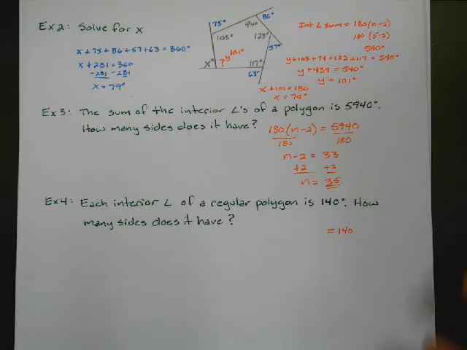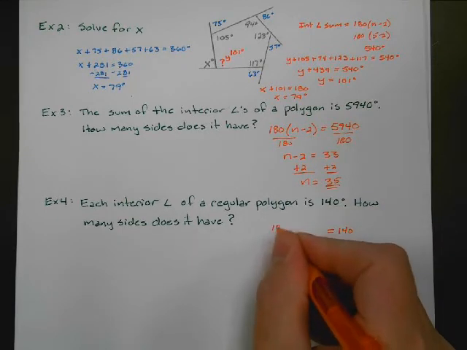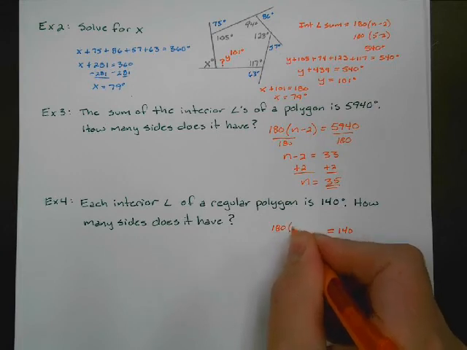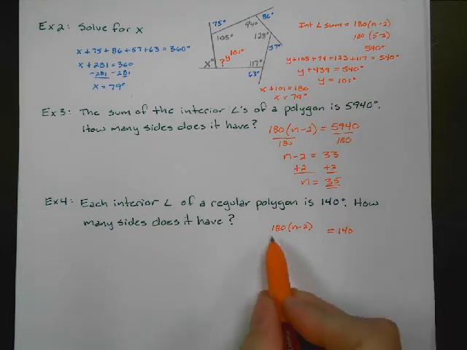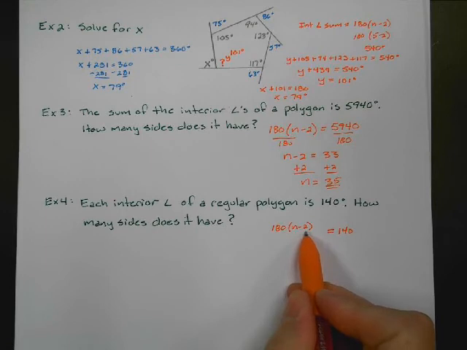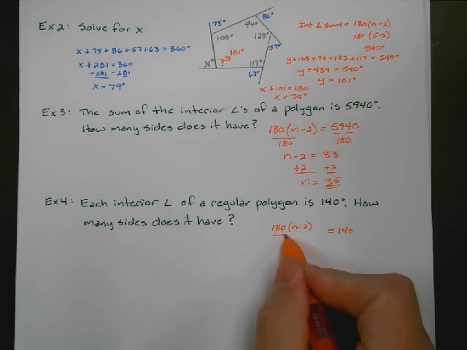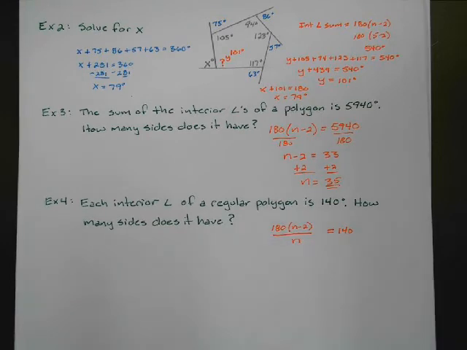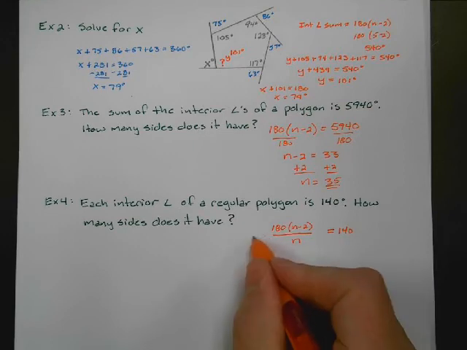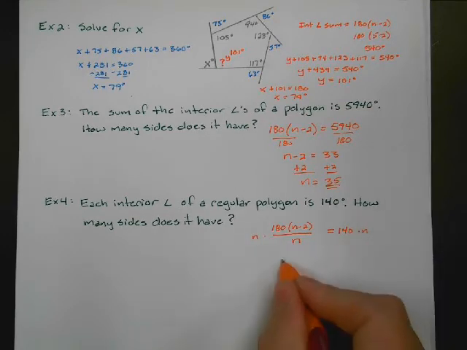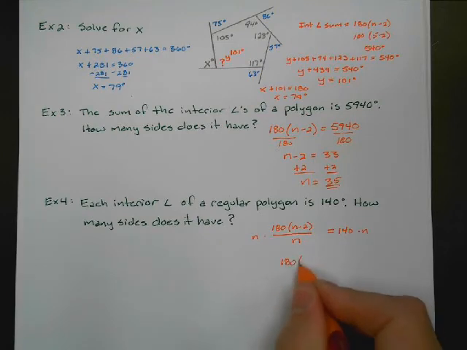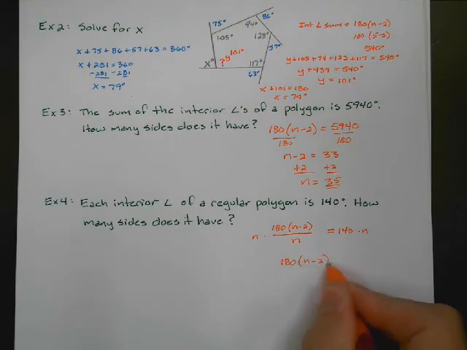Well, the equation that we could write to do this would end up being 180 times n minus 2. Now, that would be the sum of all of the angles inside of the shape, but then we'd have to divide by the number of sides, and I don't know what the number of sides is. That equation is not the greatest equation to solve at this point. I mean, I could solve it. I could multiply both sides by n, and I'd get 180 times n minus 2 equals 140n.